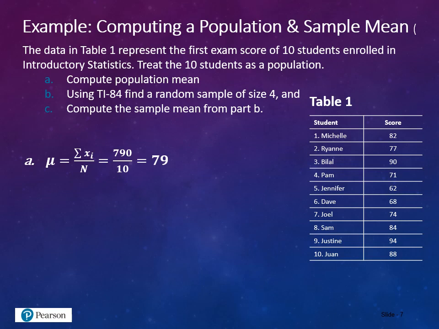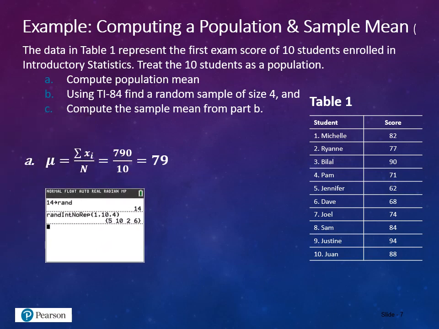Using your TI-84, find a random sample of size 4. We did this in Chapter 1, so see if you can set that up to find a random sample of 4 students. Remember that you have to set your calculator up using just kind of picking any positive integer value, and then you can use the random integer values, and this is no replacement, because you can't pull a student out and then put them back in the calculation.